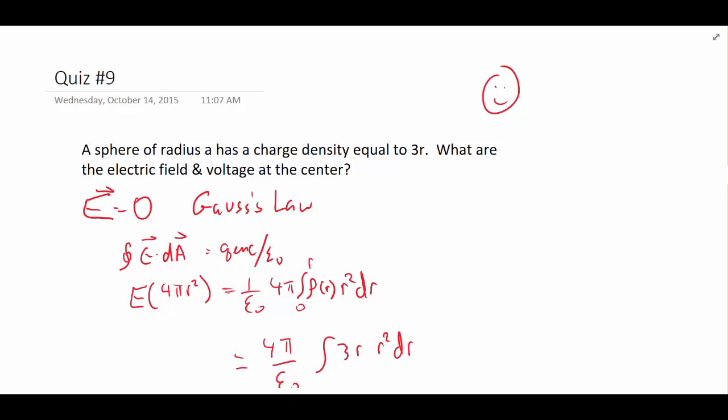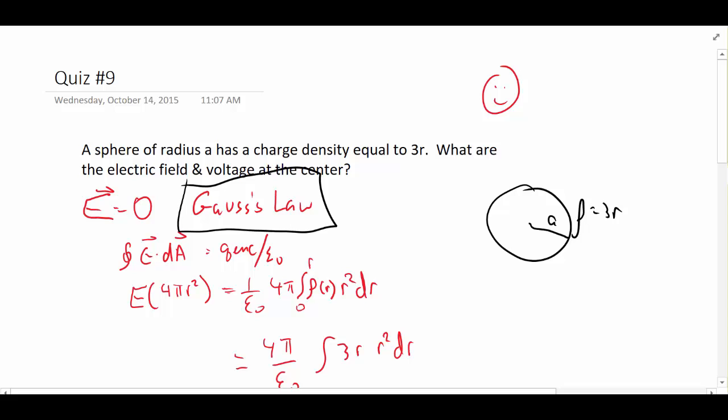So on this quiz, we had a sphere, it had a radius a, and it had a non-uniform charge density. And we went through and we used Gauss's law to figure out the electric field, and then we were asked to determine what the voltage at the center was.